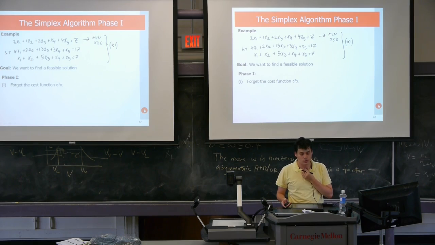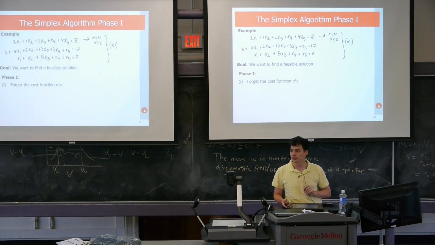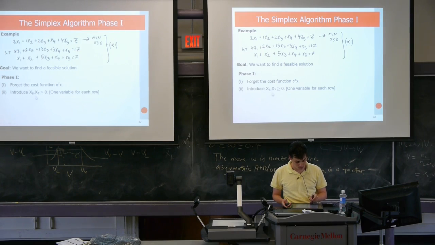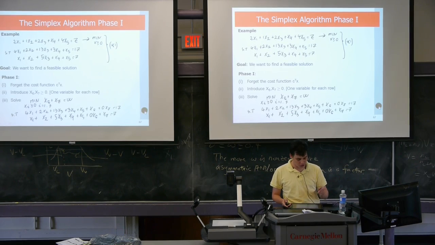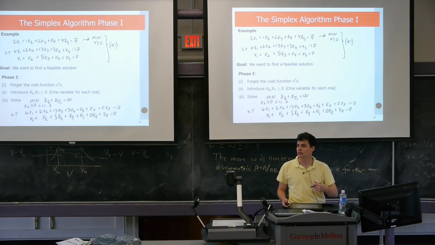And that's very simple. What you have to do is that in phase 1, you forget your cost function, whatever you had. You don't care about that. You introduce x6 and x7 slack variables, so you introduce an extra variable for each row. And then you solve this system where your new cost function is x6 plus x7, and you have these original constraints. So in this system, if x6 and x7 are all zeros, then you will have a feasible solution.